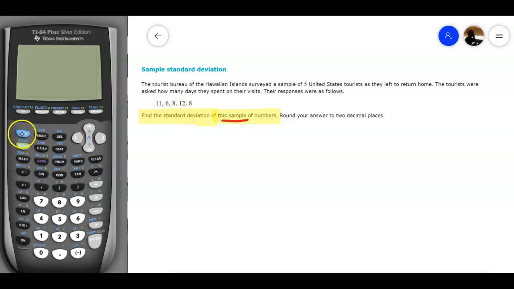So the first step is to go to STAT over here, and then you're going to enter the edit part. So you want to enter your data. Hopefully this is empty, otherwise you're going to go up and clear and then enter, and this should clear your data here. So now once you're there, you're going to enter the data. So 11, enter, and then 6, and then 8, and then 12, and then 8 again. All right, so I have 5 numbers already done.